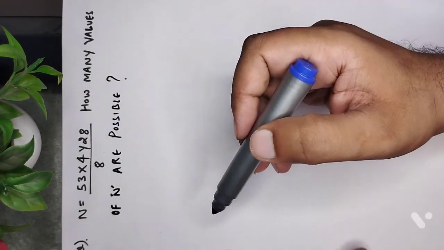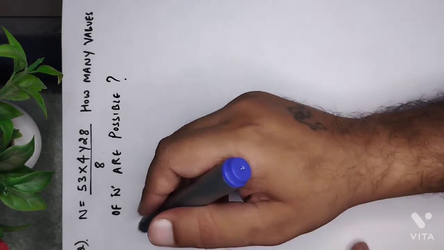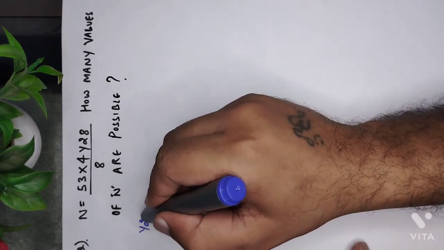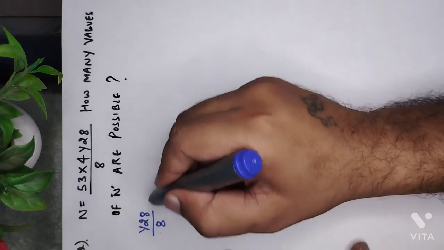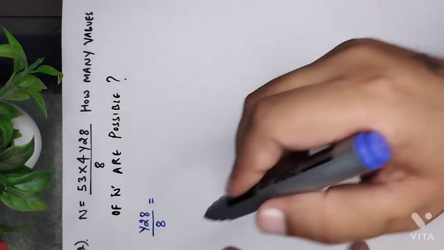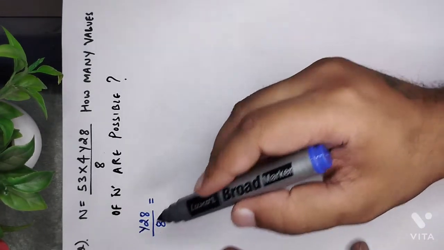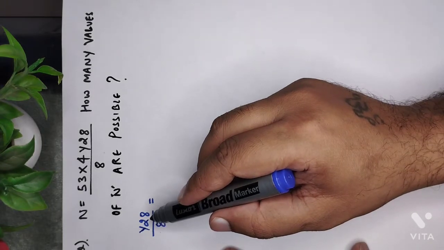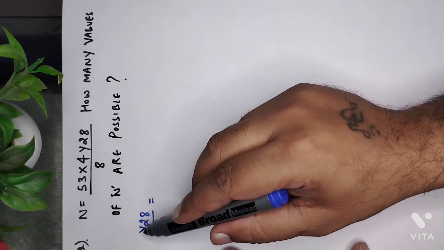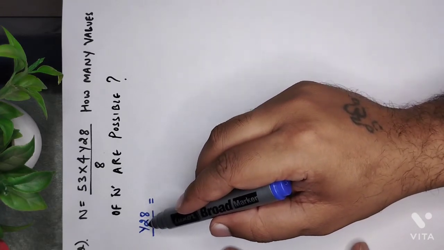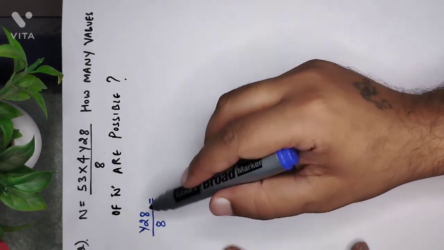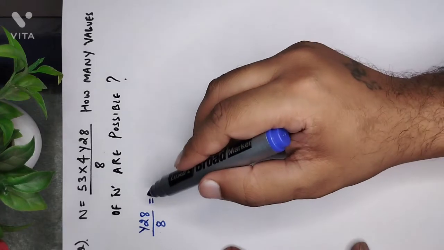So the first thing is we have to find the value of y. How can we do that? We know the last 3 digits are divisible by 8, so we simply divide by 8. I have to look for a multiple of 8 in which the unit digit is 8 and the tens digit is 2. So we can find the value of y by putting in different values.